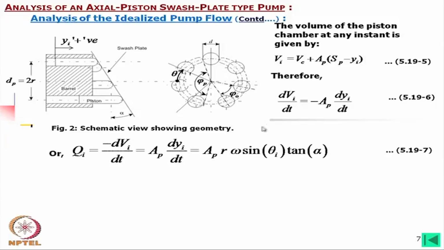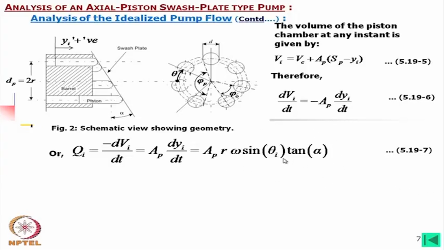So, Q we can again define like this, this minus sign as it is coming over here. We originally wrote these equations, which ultimately give the positive signs. So, therefore, this Q1 for a particular piston can be defined like this.